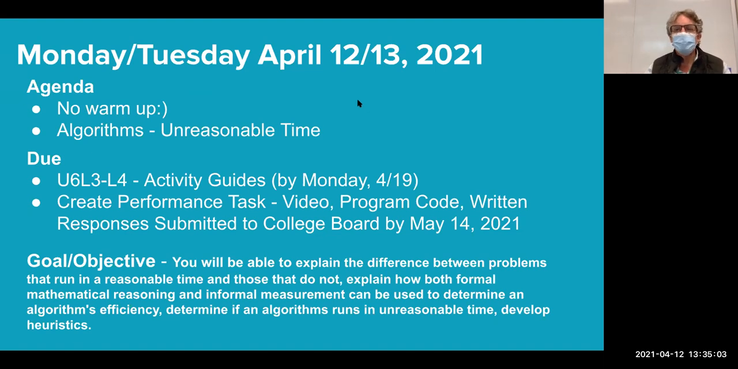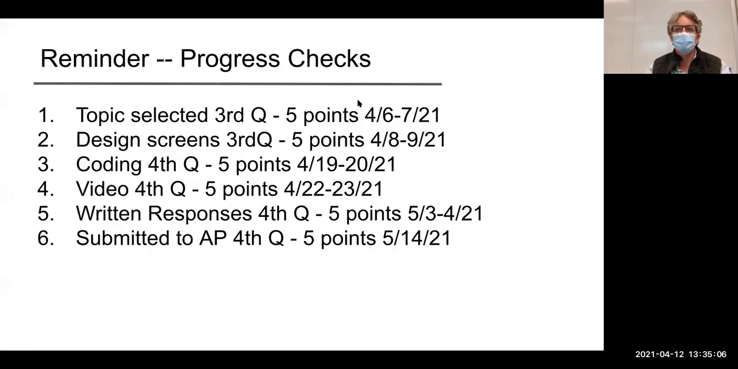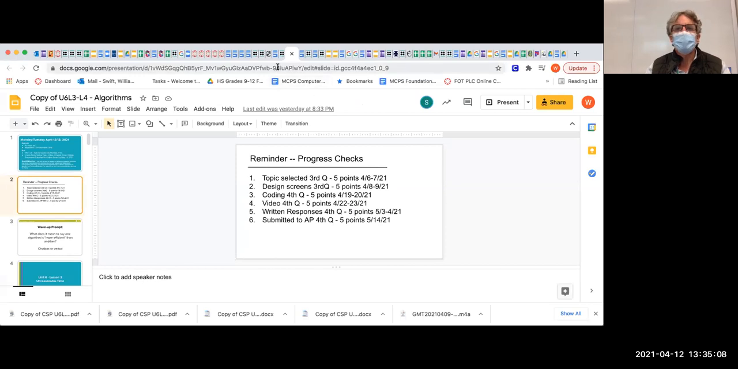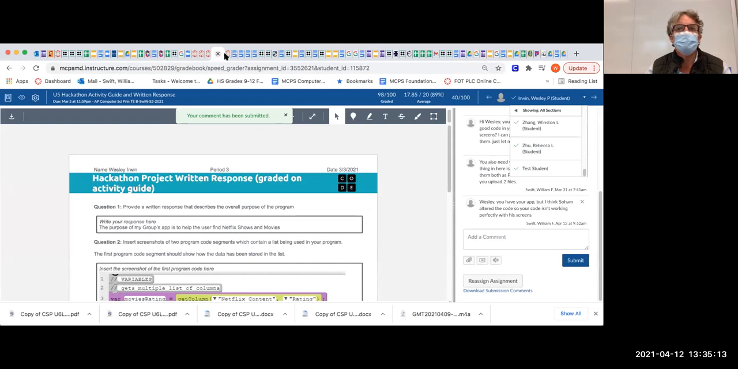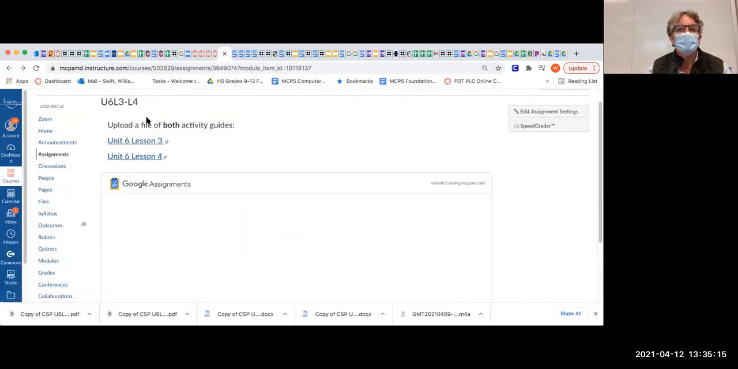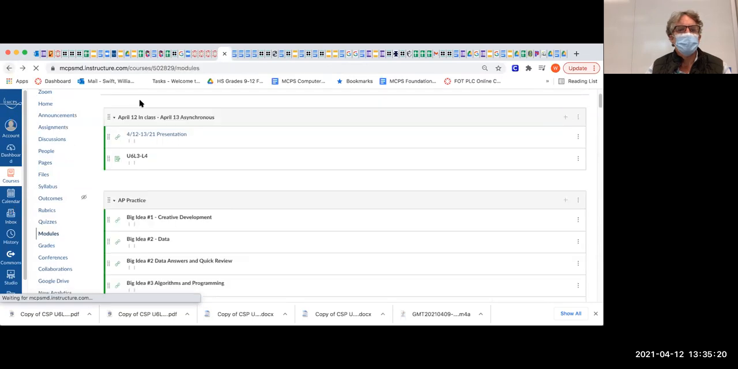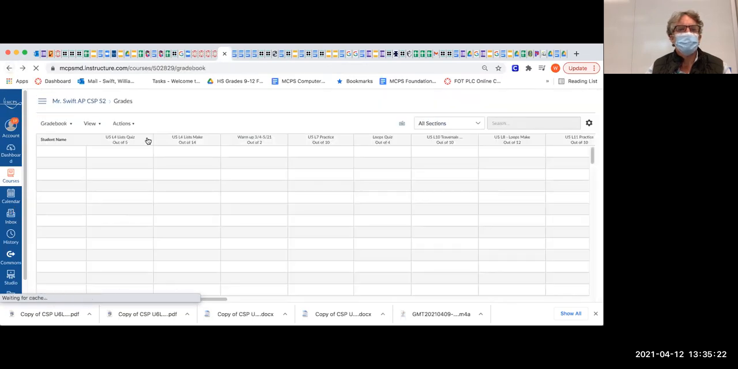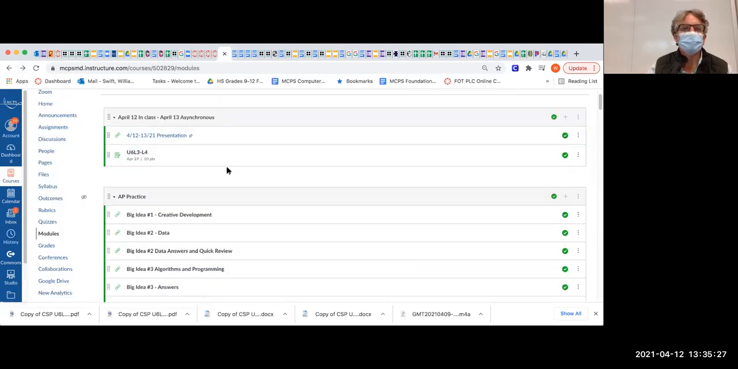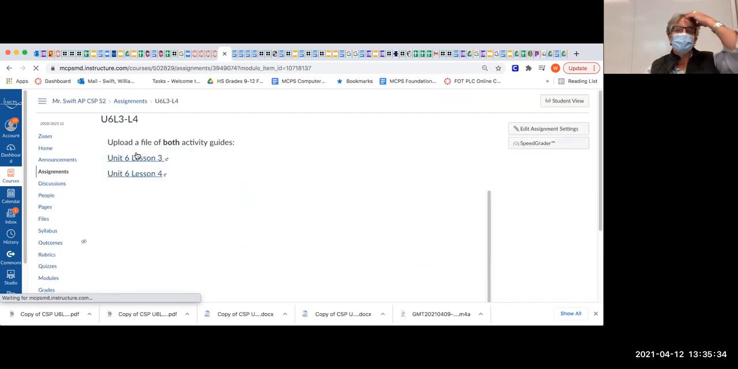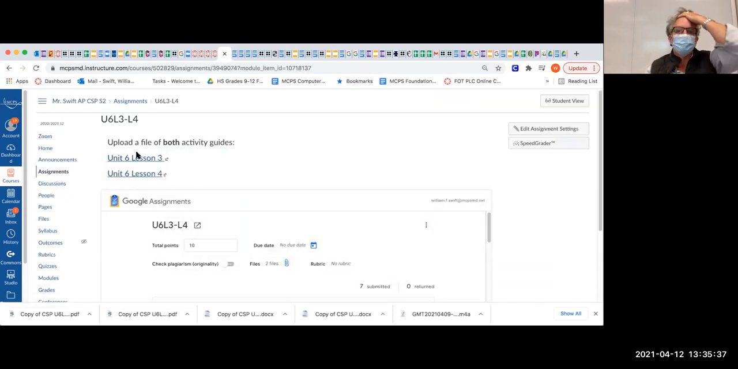Okay, I want to show you the worksheets because we've had a little trouble with them today. Okay, so let me go into our module. There we go. Sorry about that. In here is your U6, L3, and L4 worksheets. We've had some trouble with permissions on these.